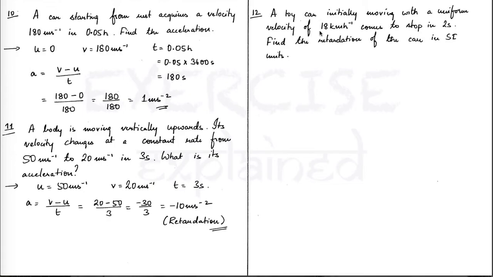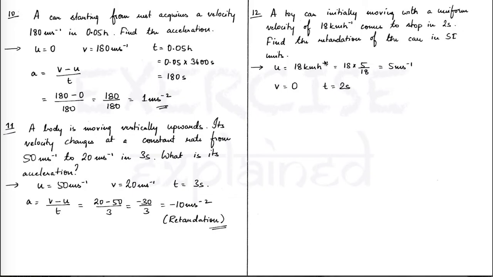So first we need to convert this 18 kilometer per hour to meter per second. So the way we convert 18 kilometer per hour to meter per second, as you would have seen in the first few questions of the exercise, u is equal to 18 kilometer per hour. So we can multiply by 5 by 18. So it becomes 18 into 5 by 18, that is 5 meter per second. Final velocity, since the body comes to stop, is 0. So final velocity is 0. Time is 2 seconds. So time taken is 2 seconds.